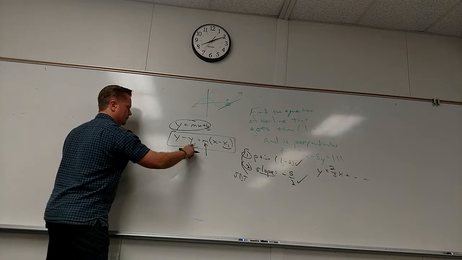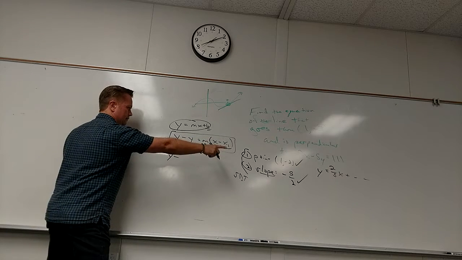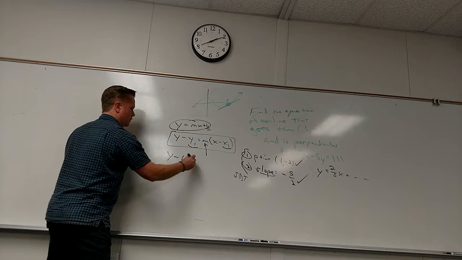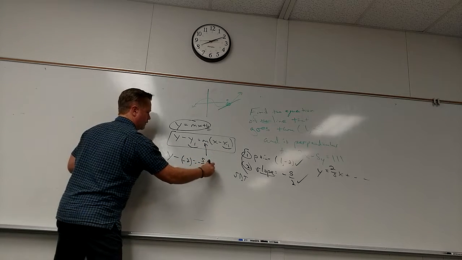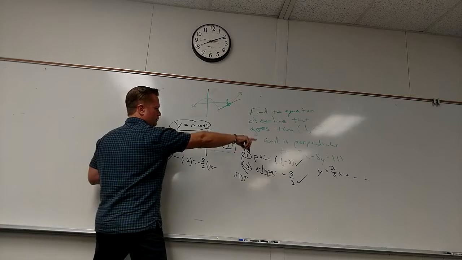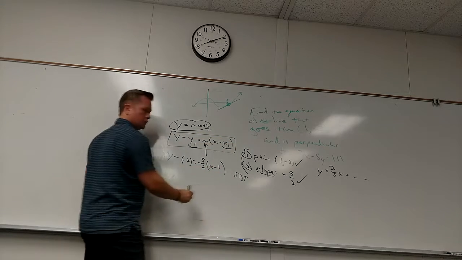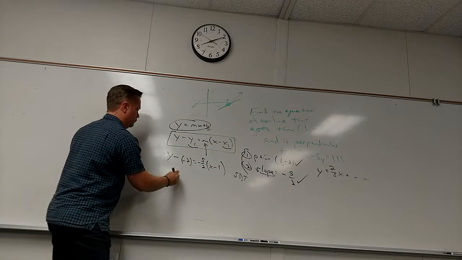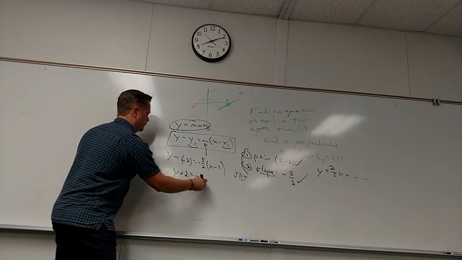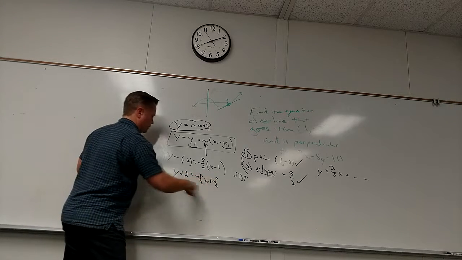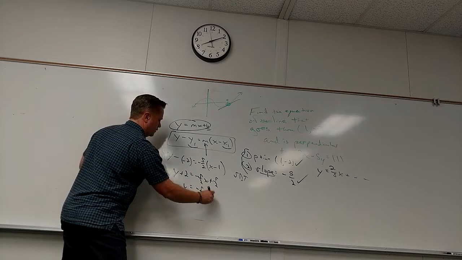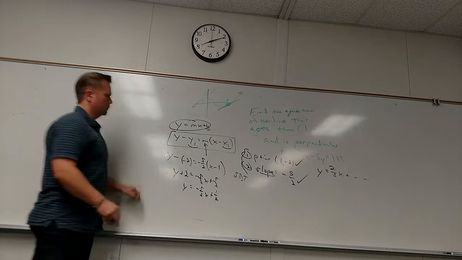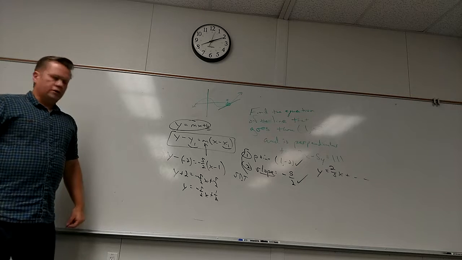y minus -2 equals -5/2 times x minus 1. And then you just clean this up. y plus 2 equals -5/2 x plus 5/2, subtract 2, so subtract 4/2, I get -5/2 x plus 1/2. That's what it looks like.